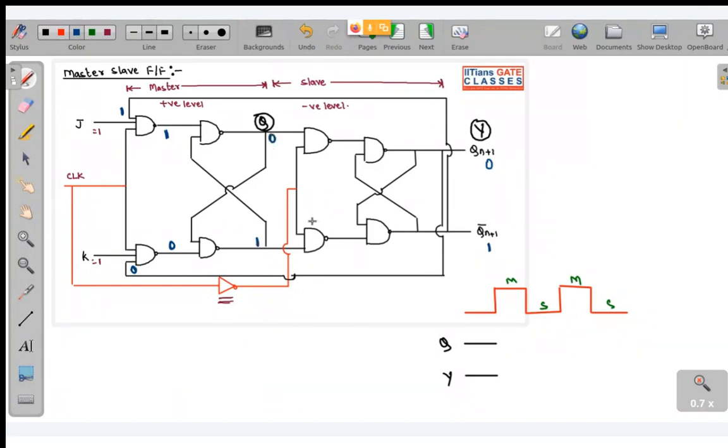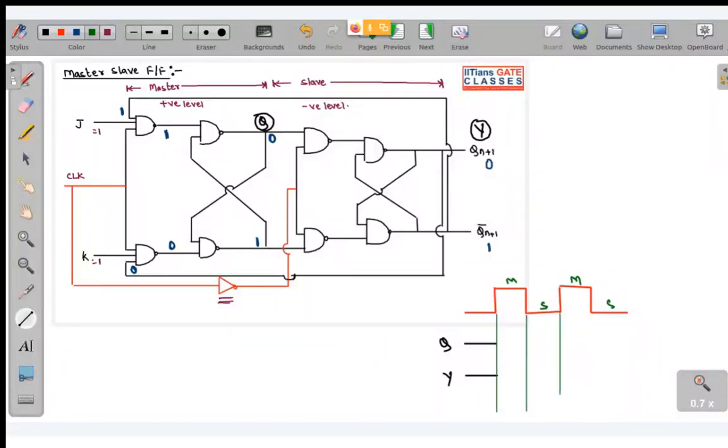See, any problem in this? Tell me if there is any problem. So look very carefully. When I started the circuit, Q is coming out to be 0. Please tell me yes or no. This is very, very conceptual. If you are not able to understand, then please let me know that, sir, we are not able to understand.